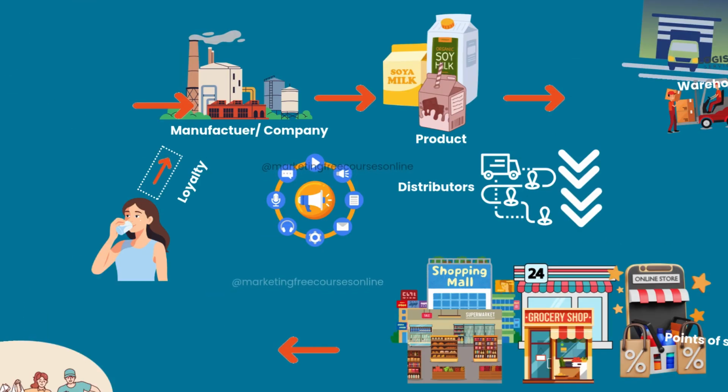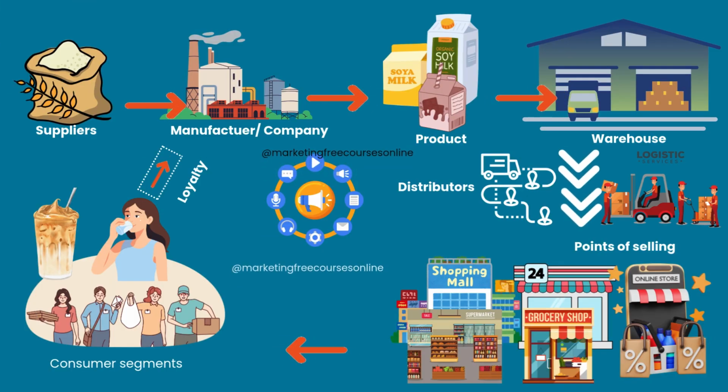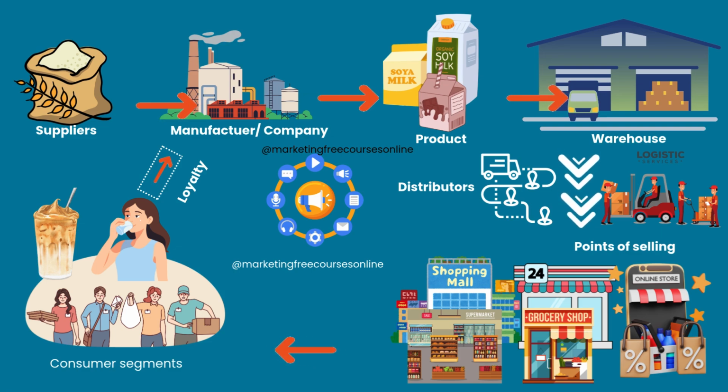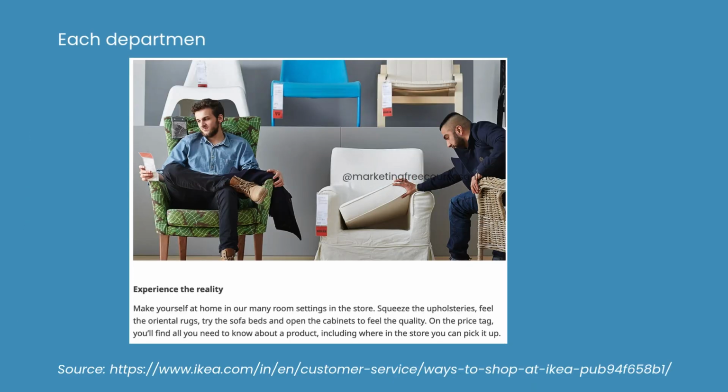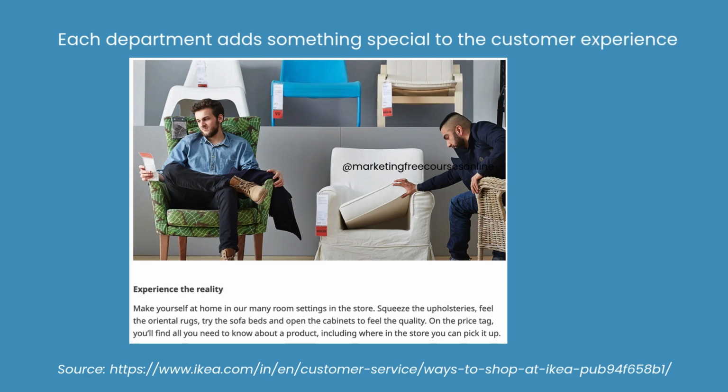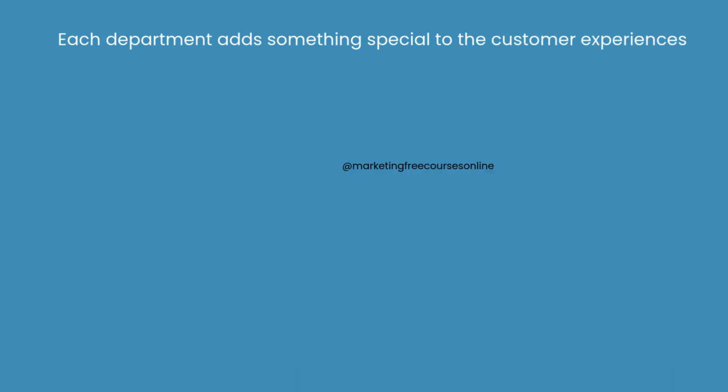But marketing doesn't play alone. Marketing works hand in hand with other departments, finance, operations, IT, to form an internal value chain. Each department adds something special to the customer experience. At IKEA, marketers design affordable furniture, but they rely on purchasing to source cheap materials and operations to keep stores stocked. If one link breaks, the whole chain suffers.